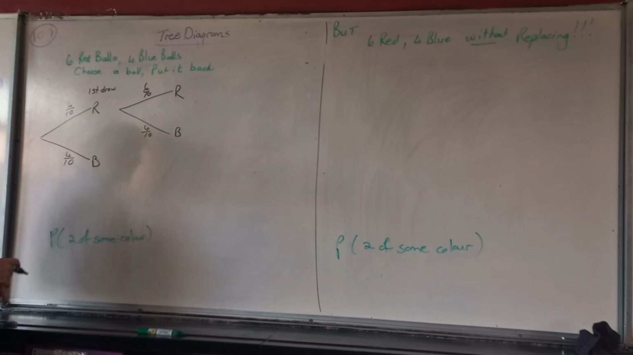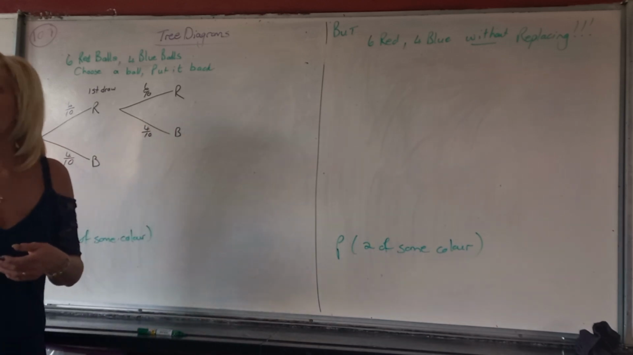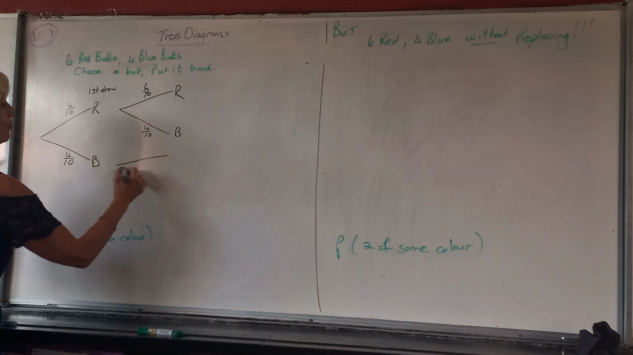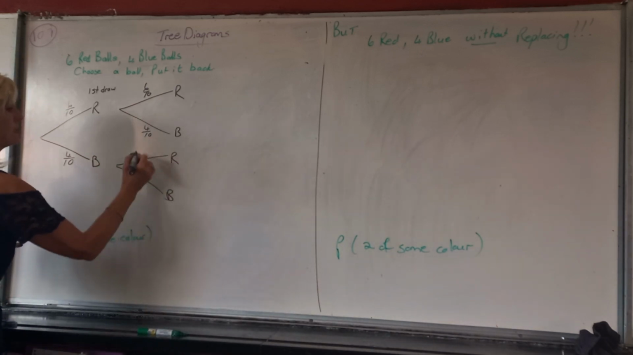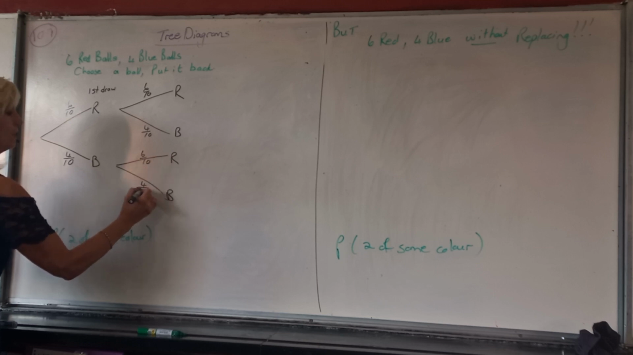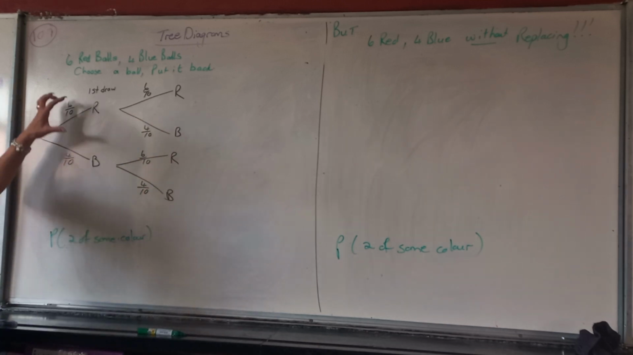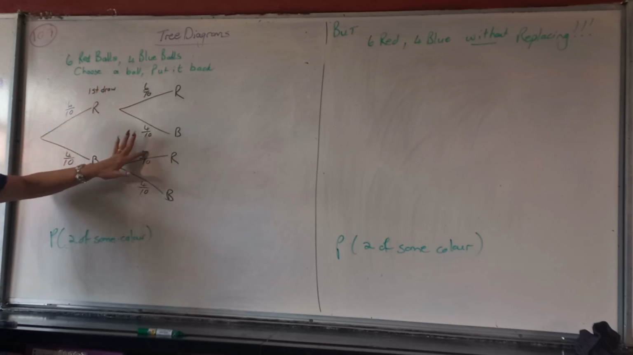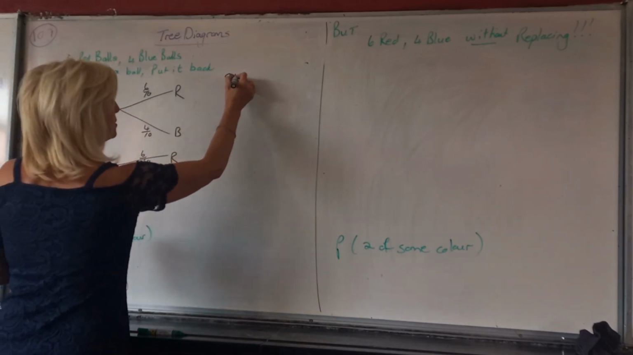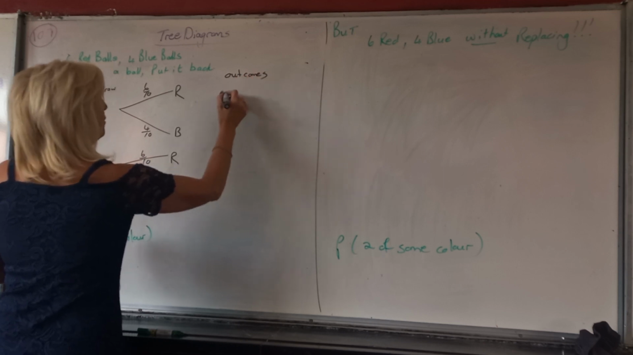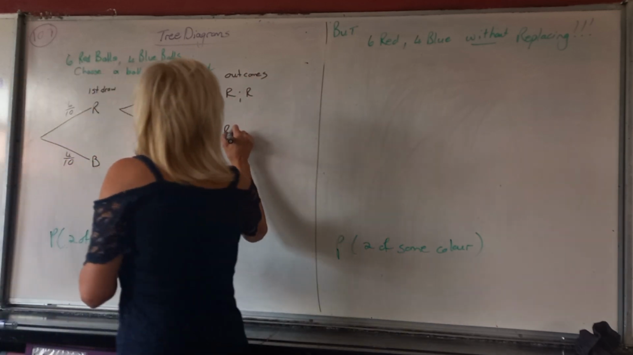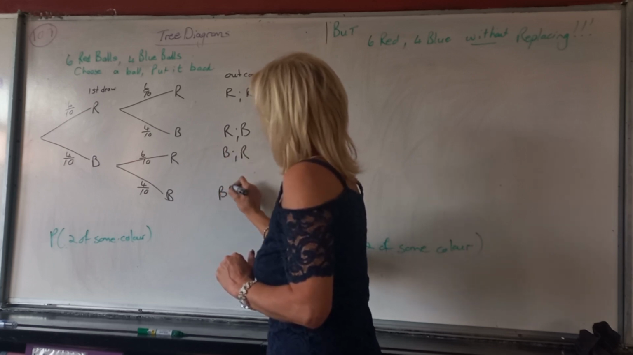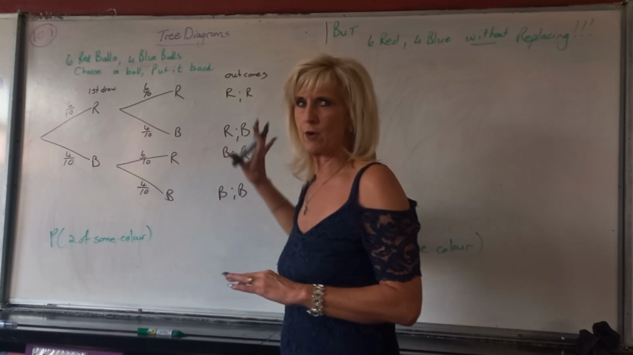Agree? Yes, ma'am. Because I took it out and I saw it was red, put it back. Saw it was blue, put it back. So now for the second draw, it will still be red and blue, still 6 red and 4 blue. So in all these cases, adds up to 1, adds up to 1, adds up to 1, and my outcomes are red, red, red, blue, blue, red, blue, blue, and you've got 3 marks.